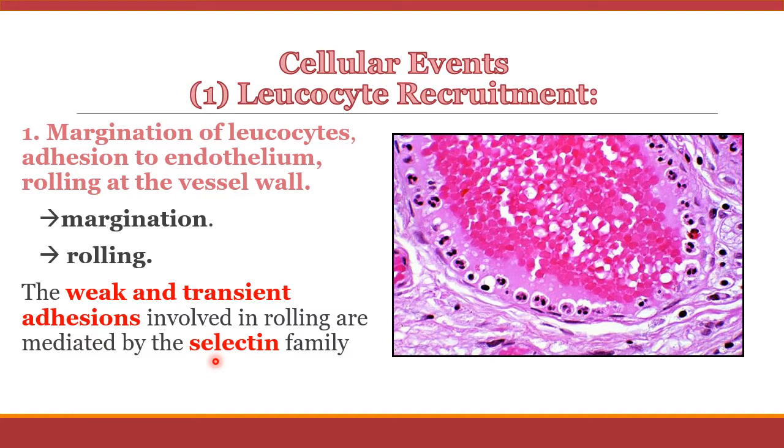So we want to keep them towards the periphery of the blood vessel to prepare for their exit, and this will not happen if they don't start to stick to the endothelial cells by the weak adhesions through the selectin family of receptors. Selectins have some types, but we don't need to know the details of these different types of selectins.